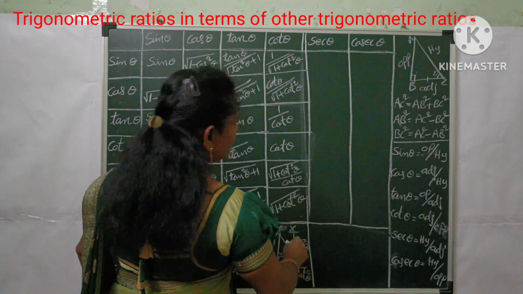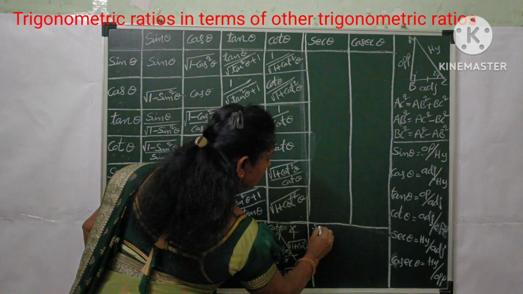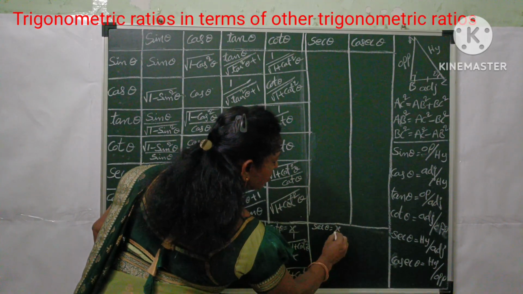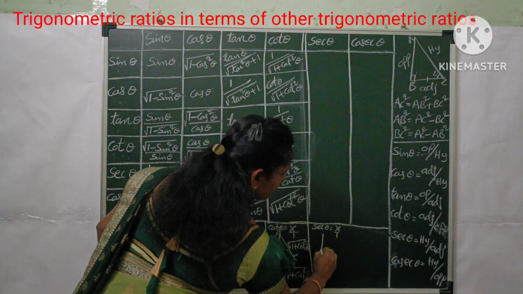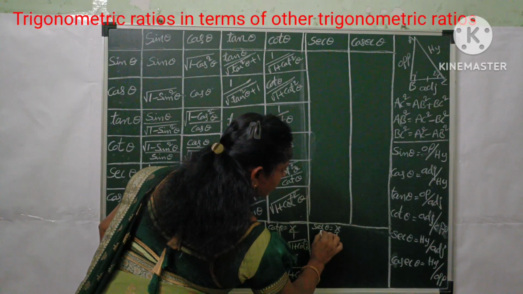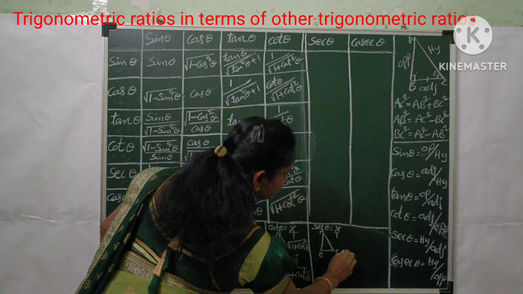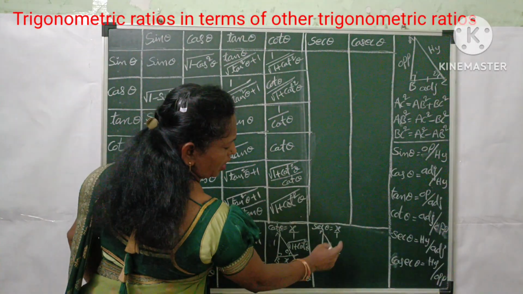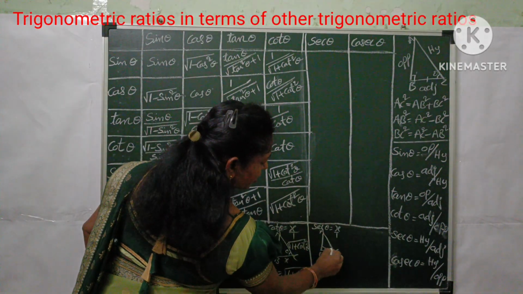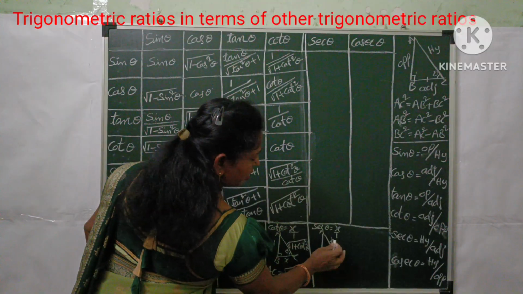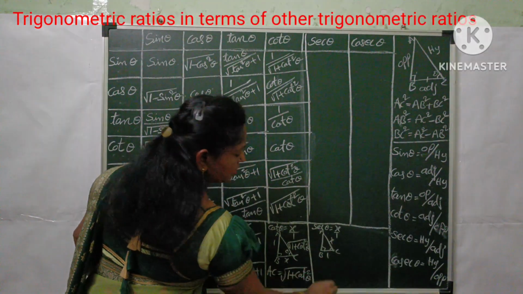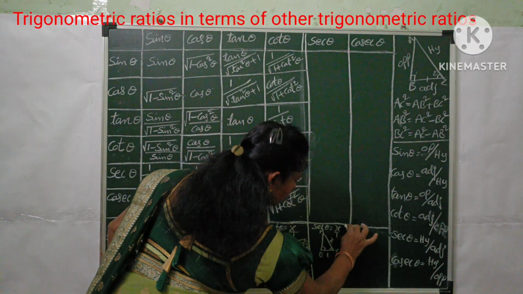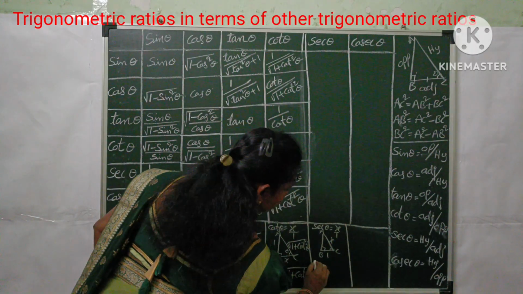Right. Secant theta, we don't know secant theta, that is x by 1, by the right angle triangle. Here, what is the ratio? Hypotenuse by adjacent. Here, this is right angle theta. Adjacent side, hypotenuse is x, adjacent is 1. So that we need to find AB.